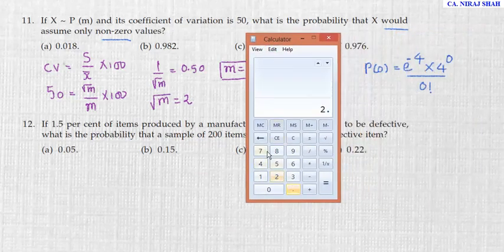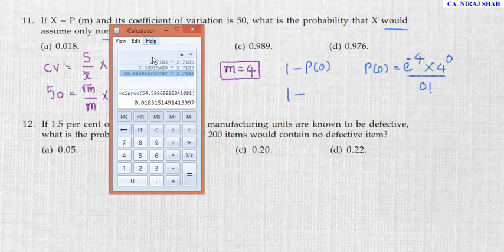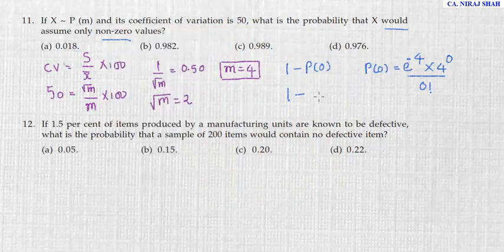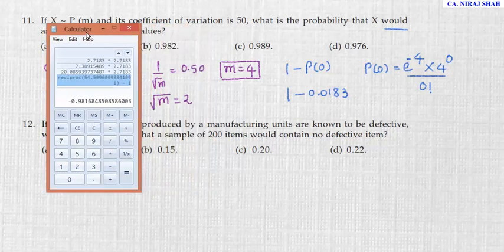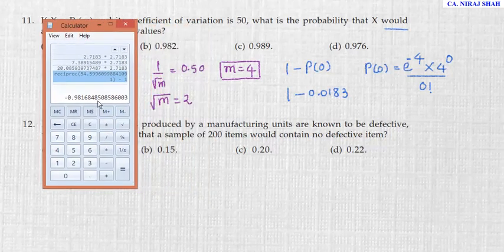E is 2.7183. Press into and equal to button 3 times: 1, 2 and 3. So 54.59 is e raised to 4. Press the reciprocal button, or you can press divide equal to. So this is the value of e raised to minus 4, 0.0183. If we deduct 1 from it, then our answer is 0.9816, but we will ignore the minus sign here. So in this case our answer is 0.982.